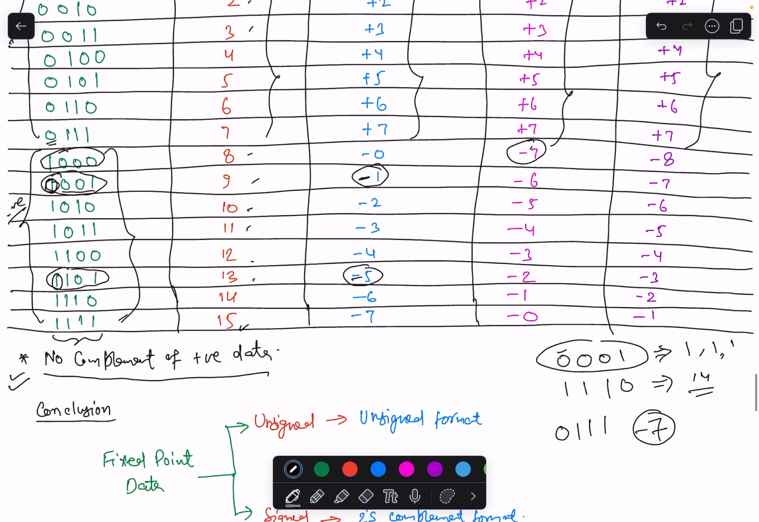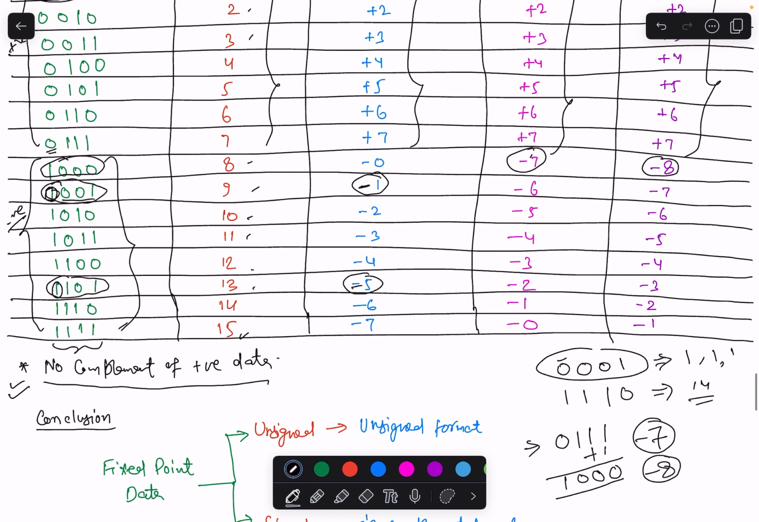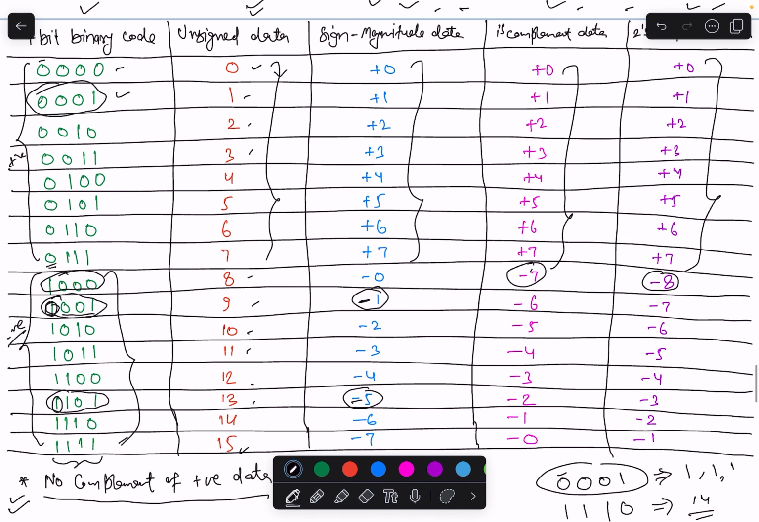If we have to find the two's complement, we will get the ones complement here by inverting the bits, and then we will add 1 here. So 1110 plus 1 gives 1111. So this is 8 and the sign will be negative. So this is how we get the two's complement.